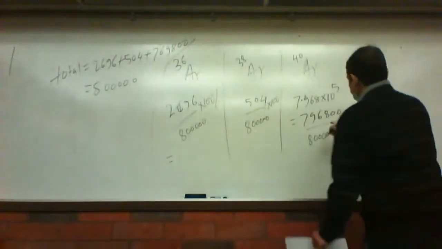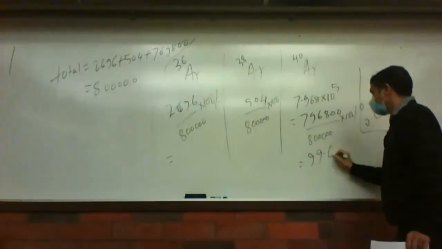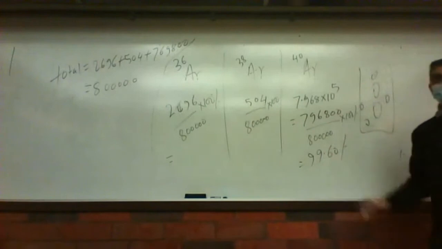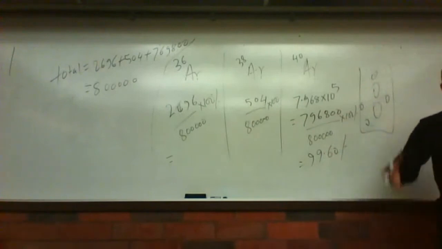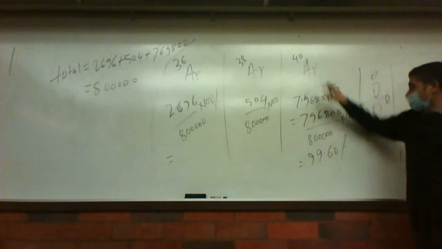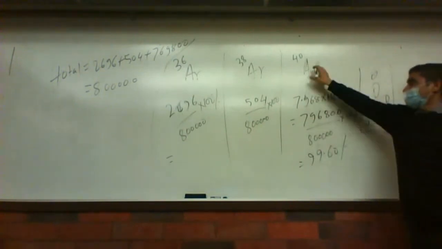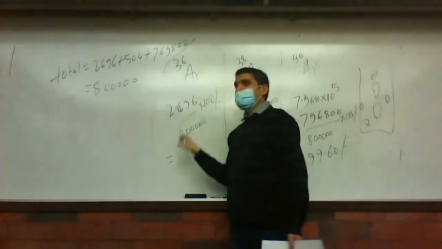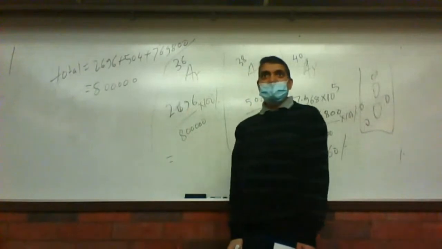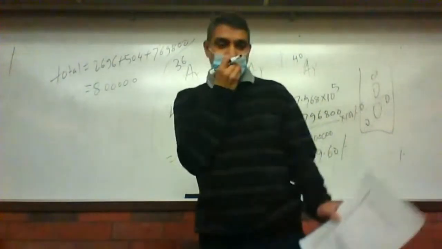You can look at those, and I already did it here. So argon 40 comes to be 99.60%. This is the most abundant isotope in nature. So if you collect 100 atoms of argon in nature, almost all will be this one, 99.6. Almost 100% will be this one, and the other ones are very, very small amounts. Make sense?